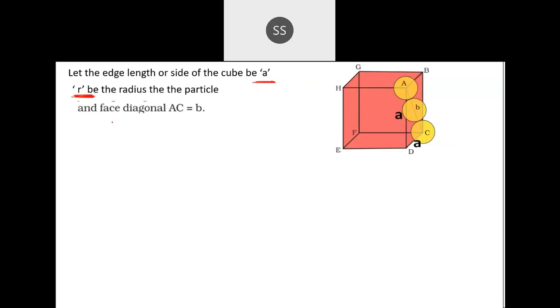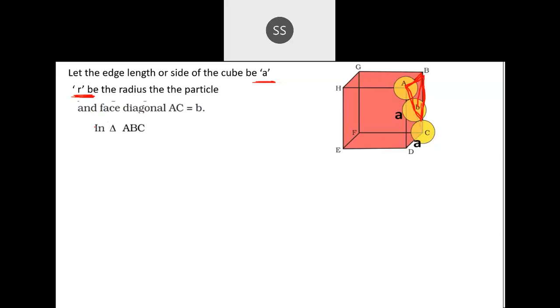Now you have to apply the Pythagoras theorem for this A, B and then C. This is a right angle triangle, and we get the relationship between A and R. You can't take the A and B length there, because you have seen the atoms are not exactly in contact with each other. So you will get a gap, and you won't get the relationship between A and R. So we are taking this right angle triangle.